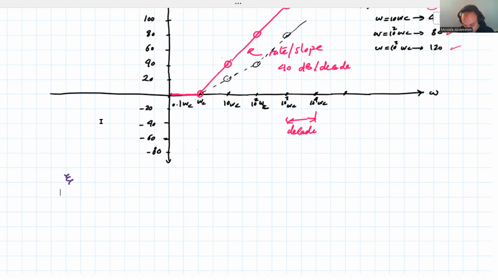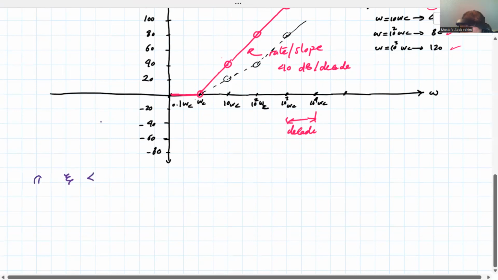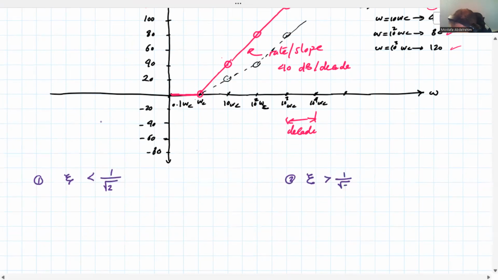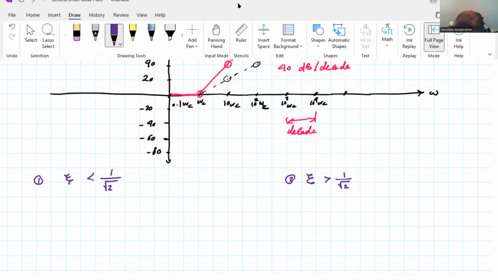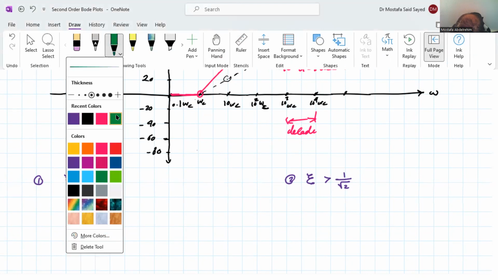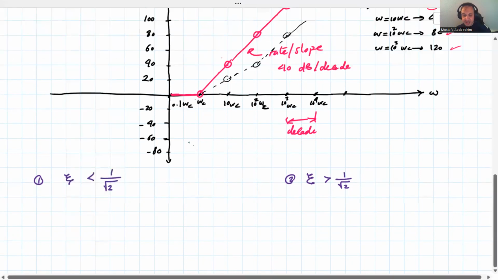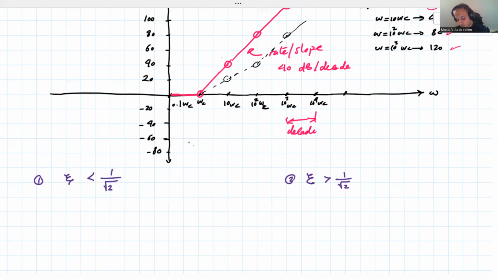The condition is as follows. Zeta has two conditions. It's either less than 1 over the square root of 2, or the second condition, zeta higher than 1 over the square root of 2. I'm going to do this with two colors. Let's first take the first condition, zeta less than 1 over the square root of 2.